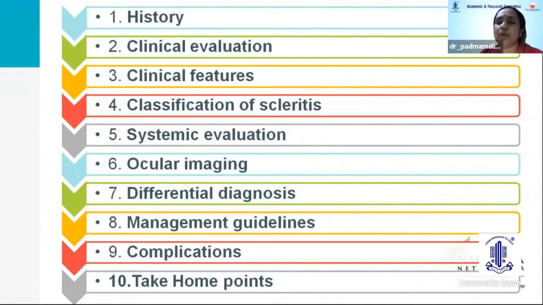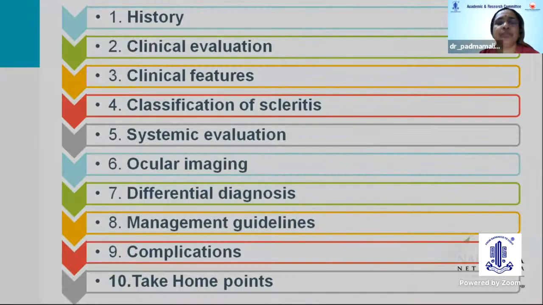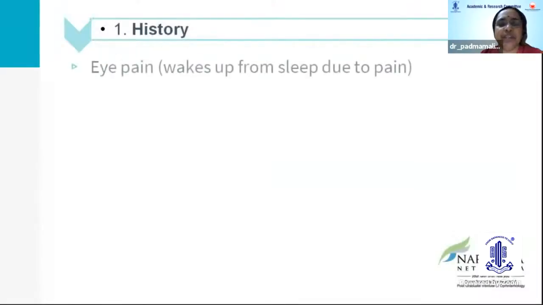In the next 9 minutes, I'll be talking to you about a 10-step approach to a case of posterior scleritis. Detailed history taking is important, followed by clinical evaluation and documentation of the clinical features, and classifying what type of scleritis it is. Then systemic evaluation and ordering appropriate ocular imaging techniques. Based on this, we put together a differential diagnosis, management guidelines, and the complications, with a take-home message. First, we will see the history.